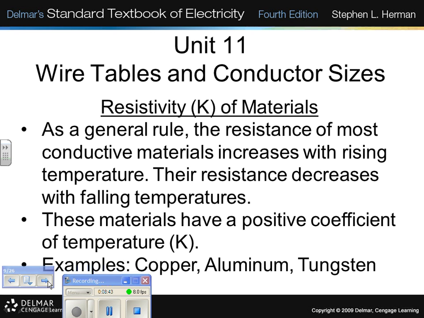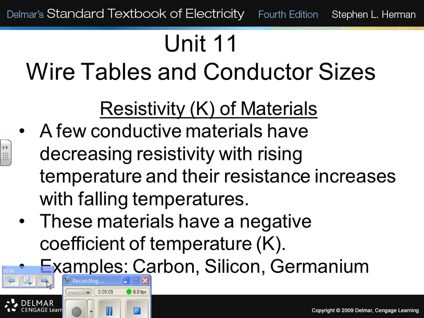This is the I squared R rule. The temperature of any material increases its resistance. An increase in resistance will usually increase heat. More heat will create more resistance, and so on and so on. Materials have a positive coefficient of temperature. Well, yeah, okay. We're going to talk about that later too.